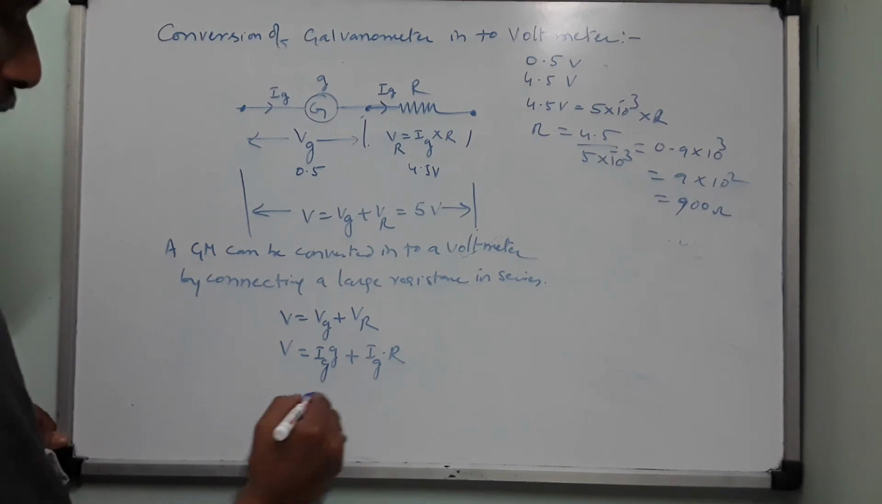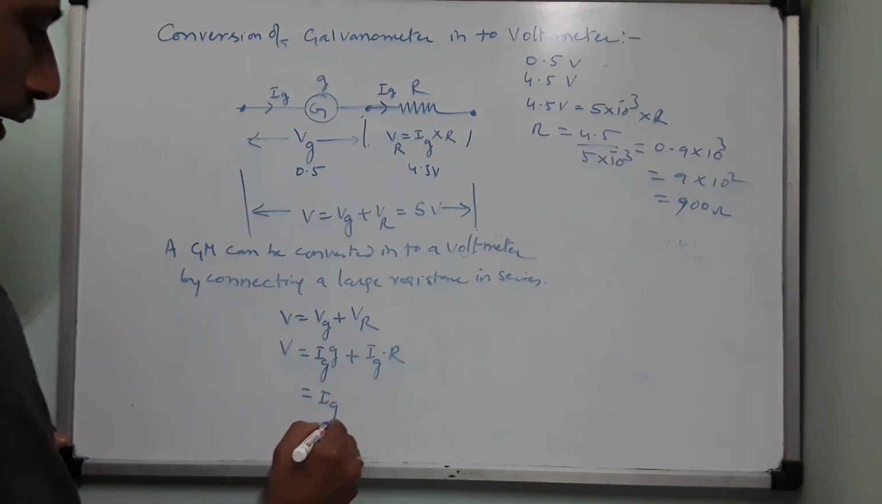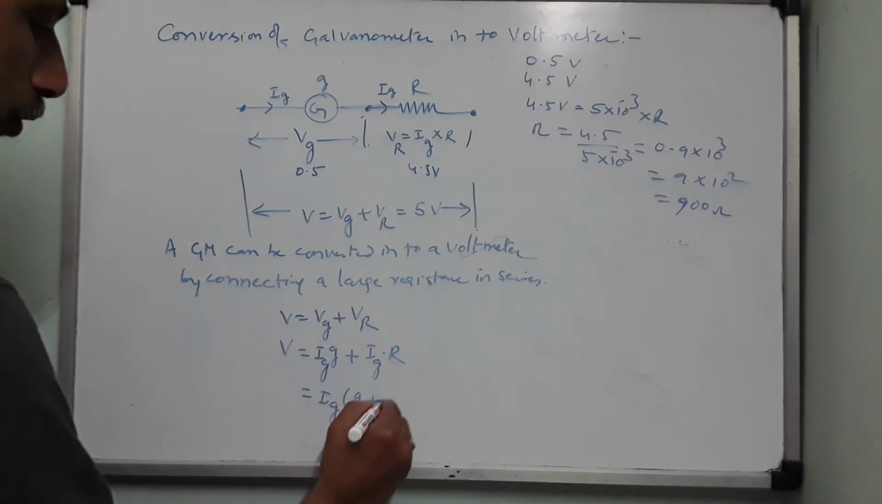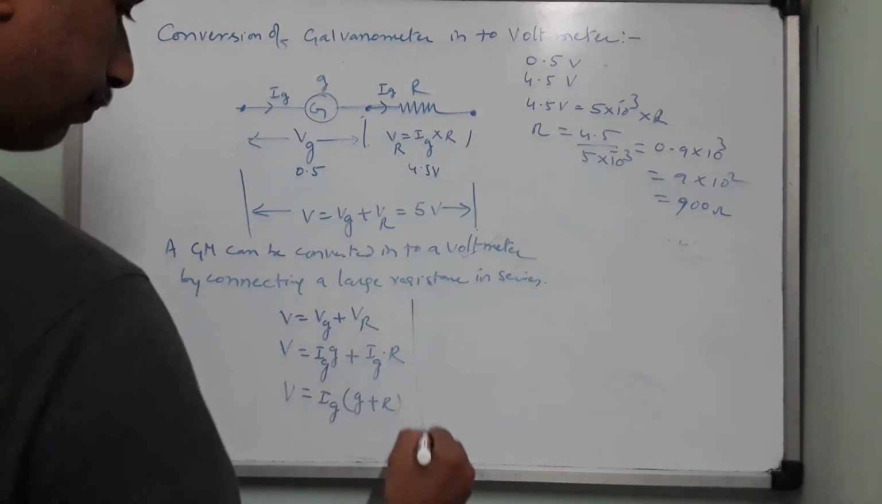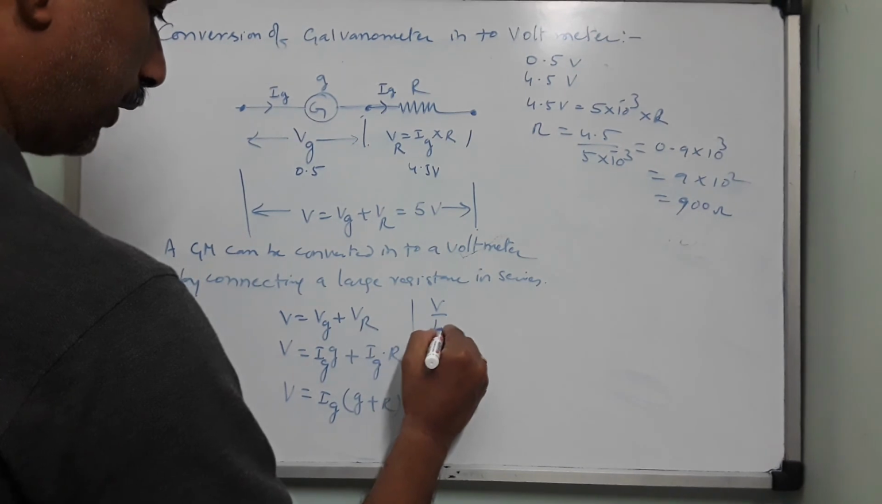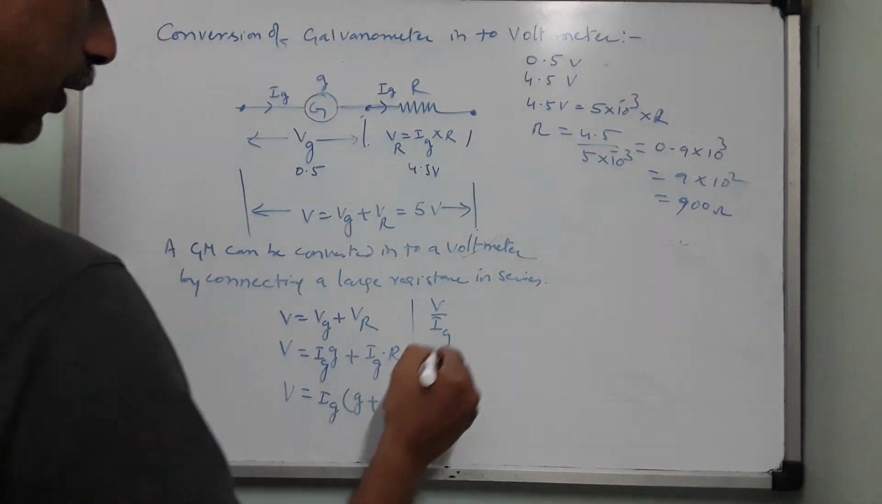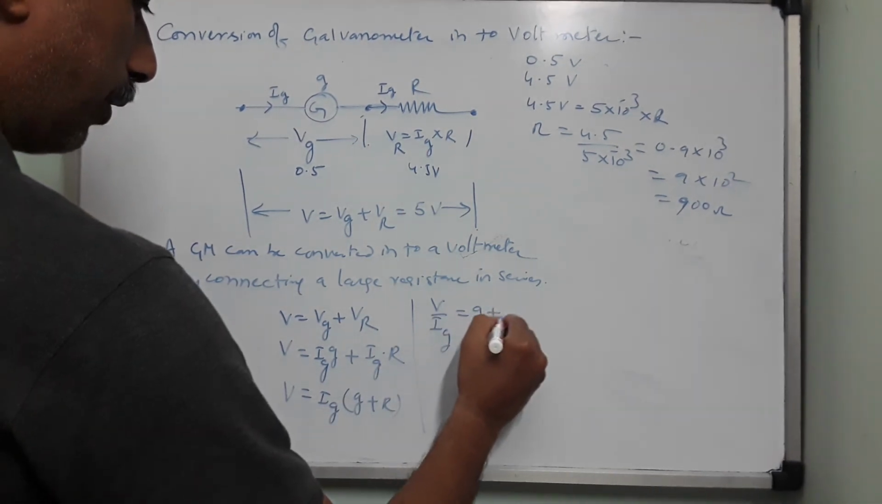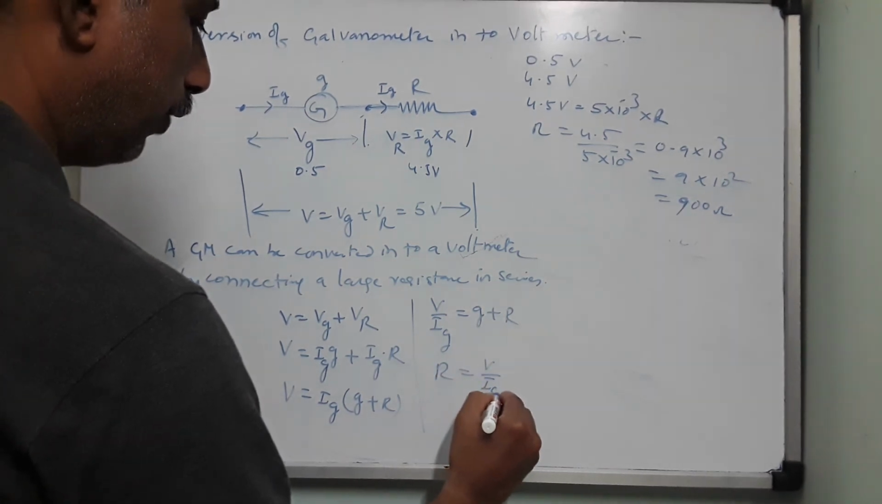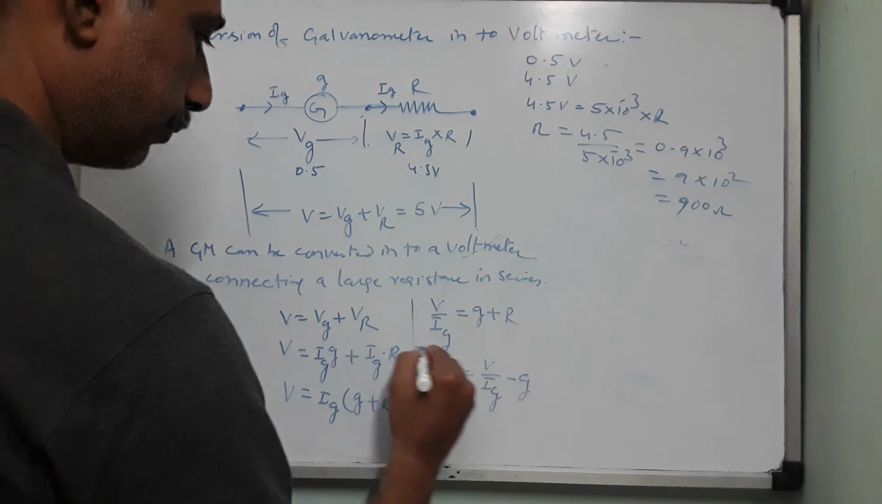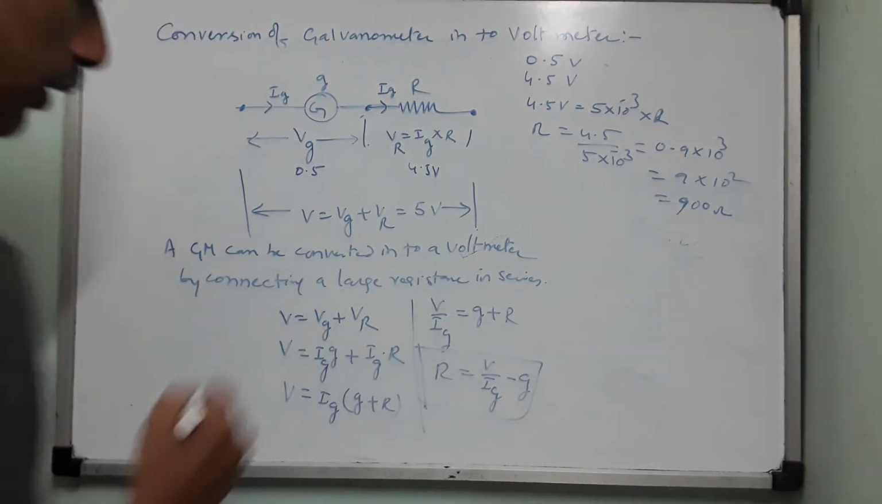Okay. So Ig can be taken common. In the brackets we have G plus R. Now in the next step, V by Ig, taking it to the left hand side, is nothing but G plus R. Therefore R equals to V by Ig minus G. This is the formula, children.